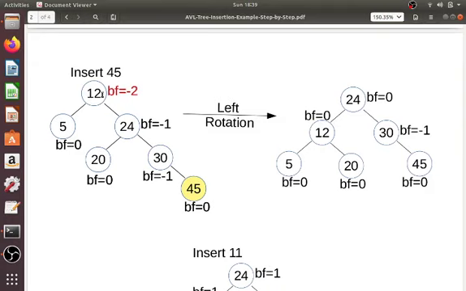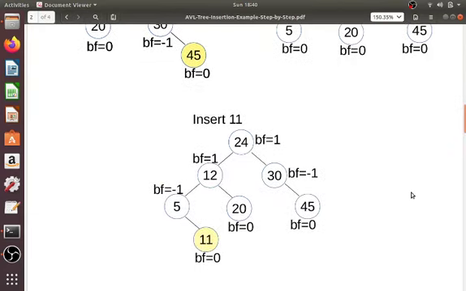So 12 is the unbalanced node and we require rotation to restore the balance factor at 12. With respect to 12, 45 was inserted in the right manner. And to restore the balance factor at 12, we will require a single left rotation. So when we carry out the left rotation over 12, this is the resultant tree. As we can see, the balance factor of all the nodes have been restored to a permissible limit of minus 1 to 1.